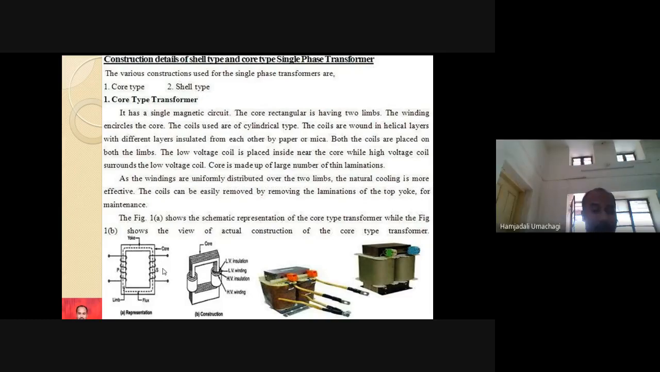Losses are there, very good. So if losses are more, then automatically the performance of the transformer decreases. That performance we are measuring in terms of efficiency and voltage regulation, right?